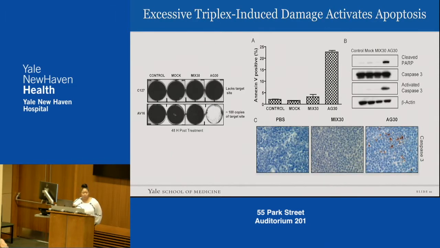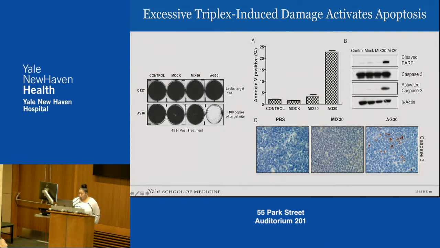So the next thing we wanted to prove was, is it possible for these structures to actually cause a cell to induce enough DNA damage to activate apoptosis? To do this, we generated a cell line that had multiple copies of our triplex binding site. And we found that if we incubated with our triplex, we could see a loss of cell growth. We also used annexin V as a measurement of activation of apoptosis, and looked by Western blot for cleaved and activated caspase-3 as another marker for apoptosis.